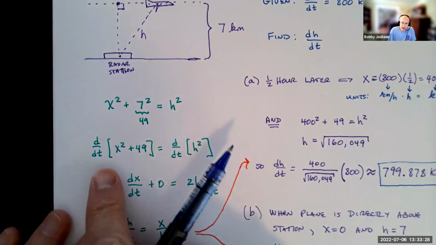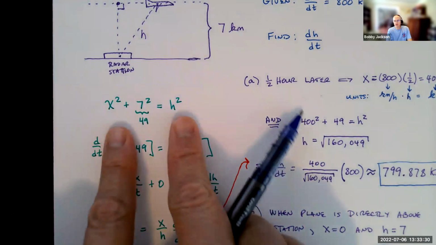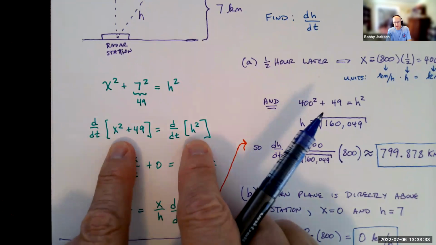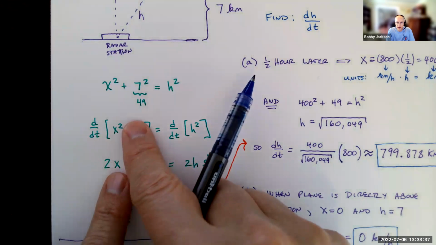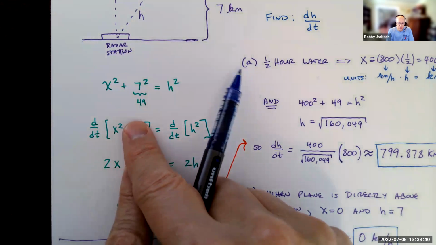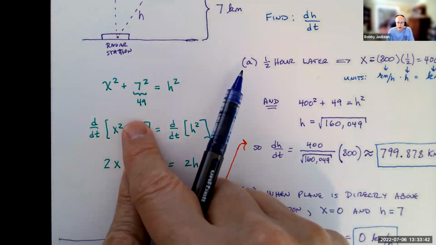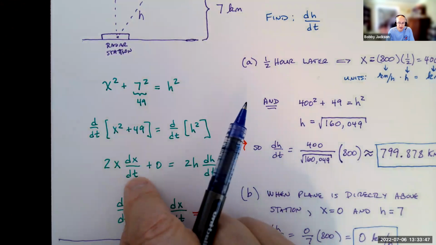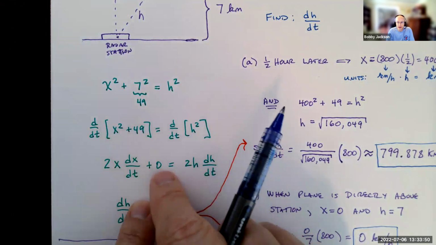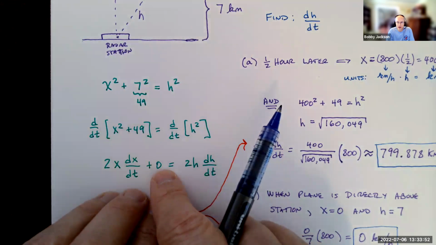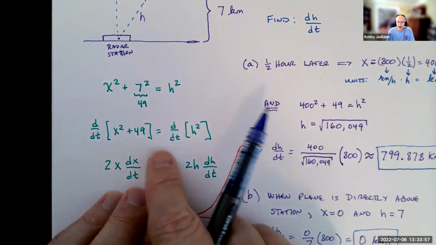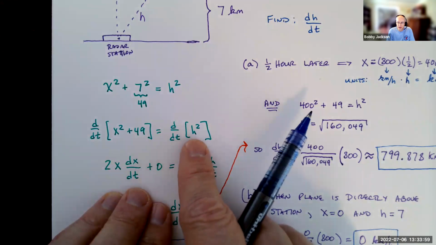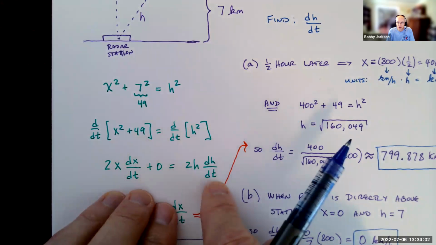And so I'm going to take the derivative with respect to time of both sides of this equation. Remember, X and H are functions of time. So when I take the derivative of X squared, it's the chain rule. Derivative of the outer function is 2X, bring the 2 down, subtract 1, times the derivative of the inner function, which is X with respect to t, which is just dx/dt. Derivative of 49 is 0 because 49 is a constant, not changing. Again, that altitude is not changing, so the rate of change of the altitude is zero. And then the derivative with respect to time of h squared is 2h dh/dt similarly.